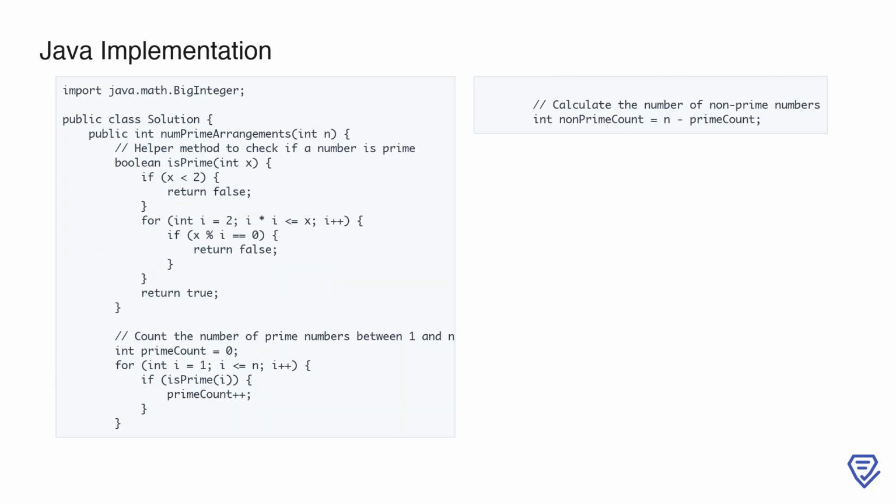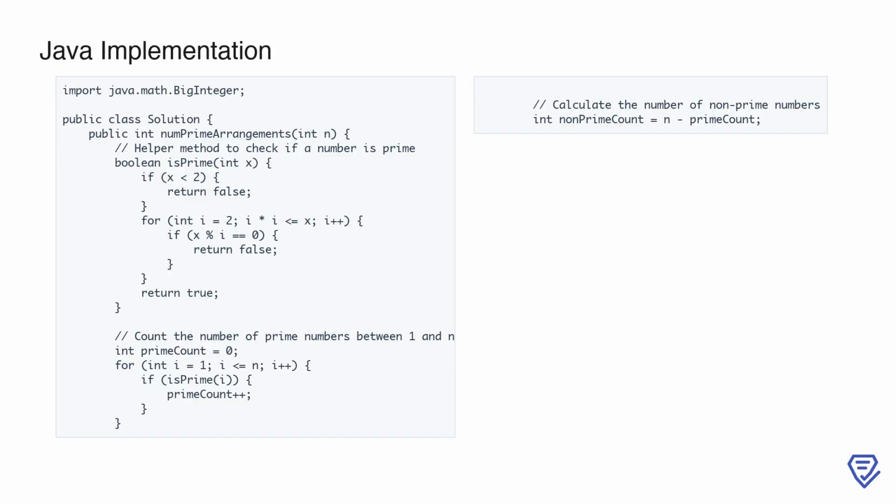Here, we start by importing the big integer class, which can handle very large numbers, though it will not be directly used in this particular implementation. The main function, numberPrimeArrangements, begins by defining a helper method called isPrime. This method checks if a given number is prime.